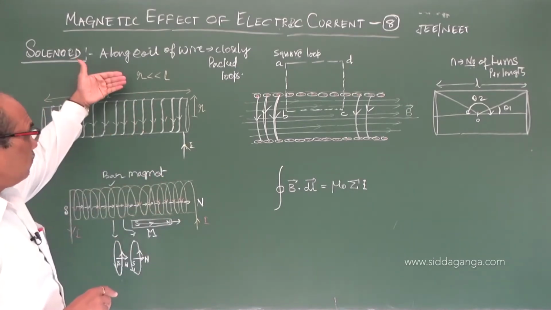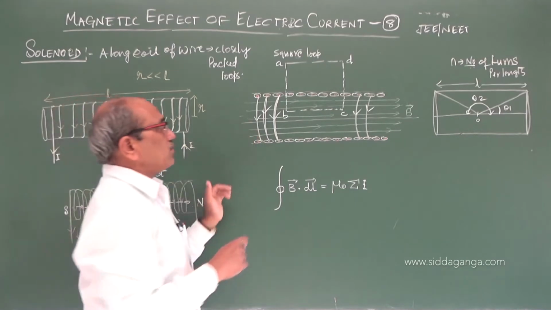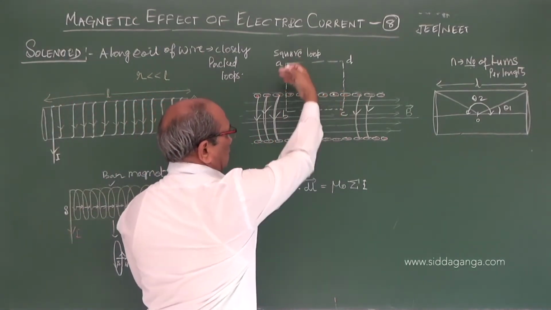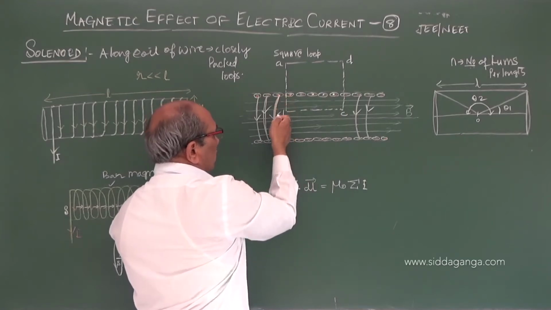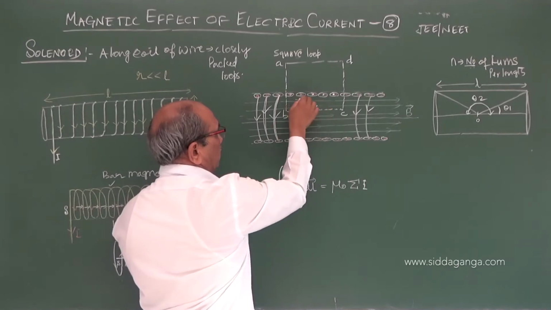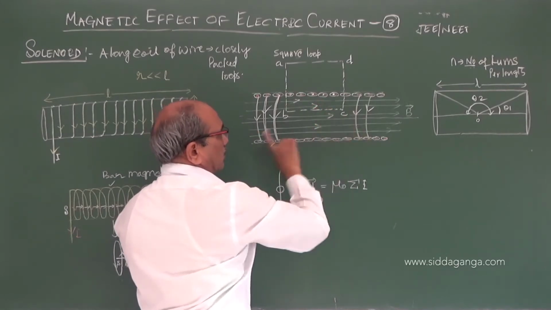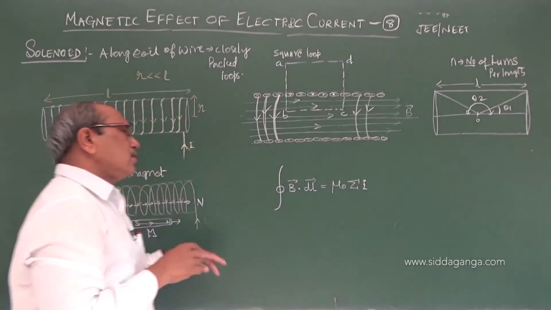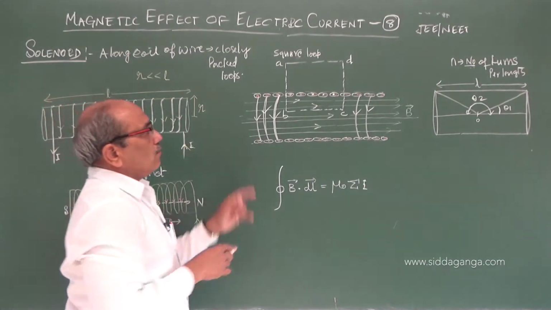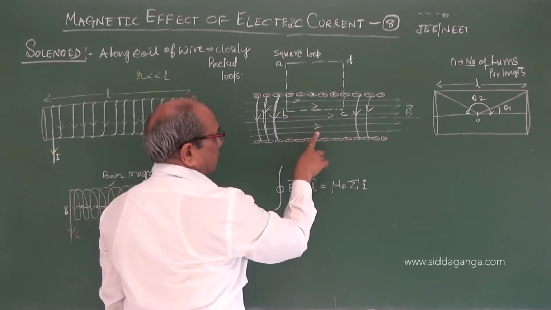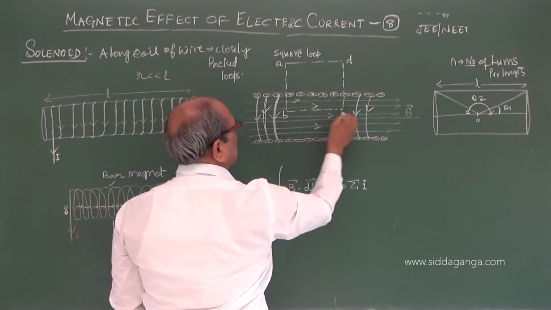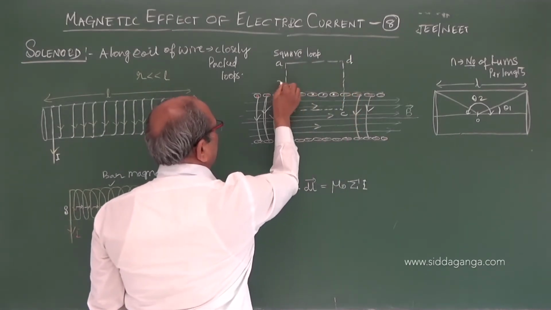Just a cross section of this gives you the picture. Here are the loops cut across, the wires appear, the current is flowing downward, and the magnetic field appears to be from left to right, produced by the current in the solenoid. Now to get the magnetic field expression, I consider a square loop ABCD, each of side x.